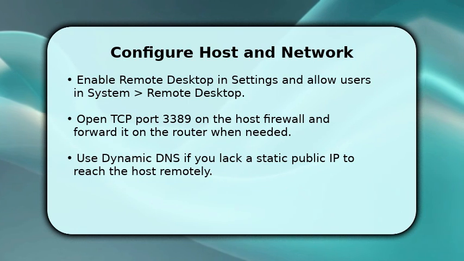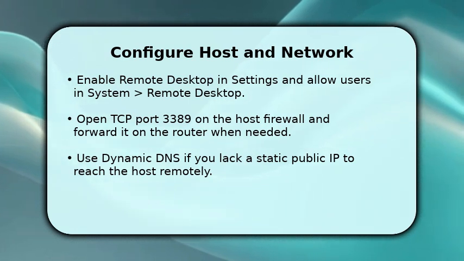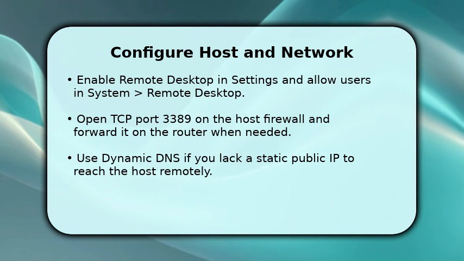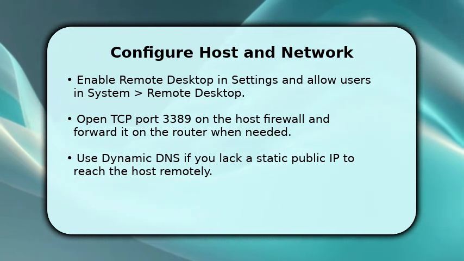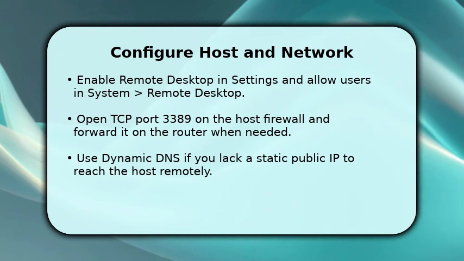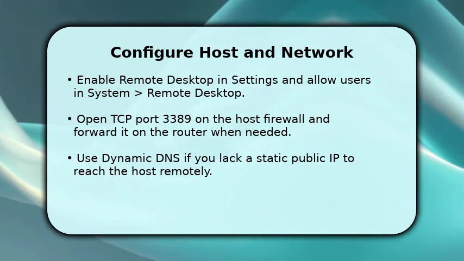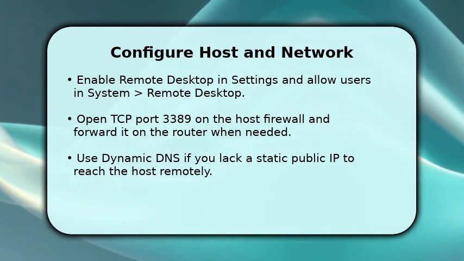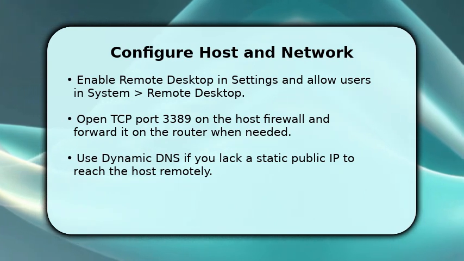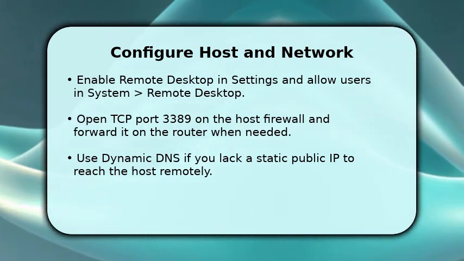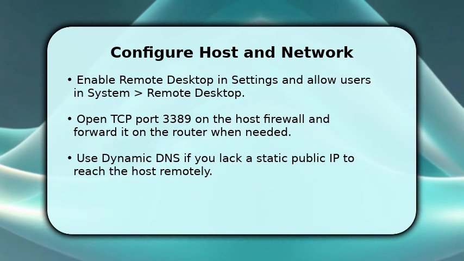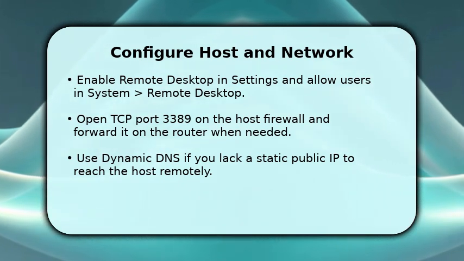Administrators are allowed automatically. Configure Windows Firewall to allow remote desktop on TCP port 3389 and confirm rule names. If connecting across the internet, forward port 3389 to the host in your router settings. Use dynamic DNS when you do not have a static public IP address to simplify addressing.